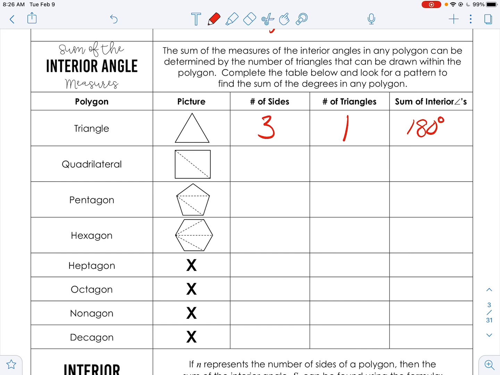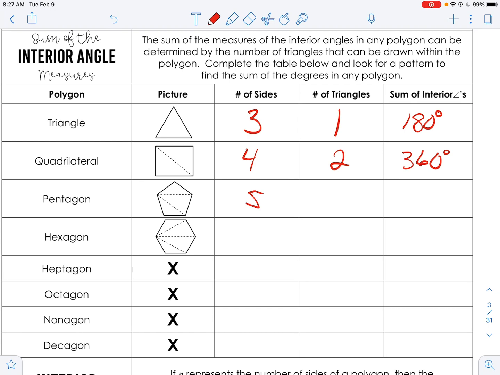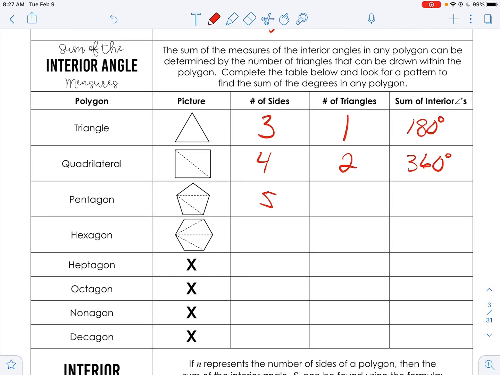A quadrilateral or a quadrangle or a rectangle, doesn't have to be a rectangle, it could be a rhombus. It just has to be a 4-sided figure. You can draw one diagonal without crossing any other diagonals, creating 2 triangles. So if we have 4 sides, we'll create 2 triangles. 2 triangles totals 360 degrees. A pentagon, 5-sided figure, sorry about the zoom in there, has 3 triangles, which makes it 540 degrees.